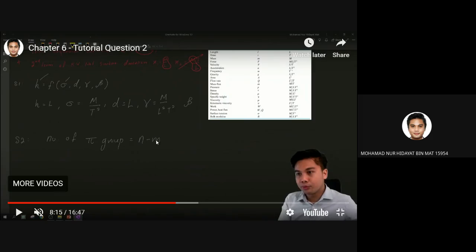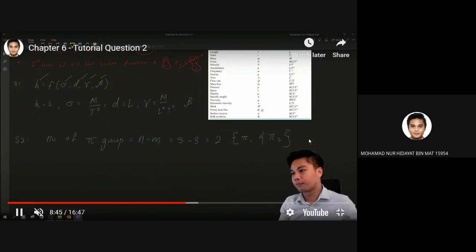What is our dimension here? We have M, we have L, and we have T. Three only. So 5 minus 3. You can see here, we have 2 pi groups, or 2 pi terms. Pi 1 refers to the dependent variable, and pi 2 refers to the independent variable.